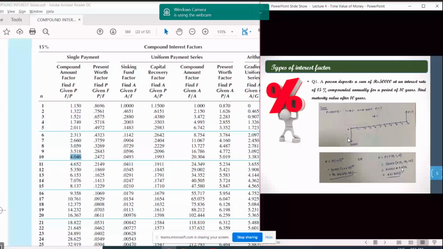But for a single payment compound amount, P times (1 plus i) raised to n, isn't that the standard formula? I mean, we've been learning that since seventh or eighth. Yeah, correct. That is the common, general compound interest formula. But for preparing the tables, they might have considered some other references or source to get the values.